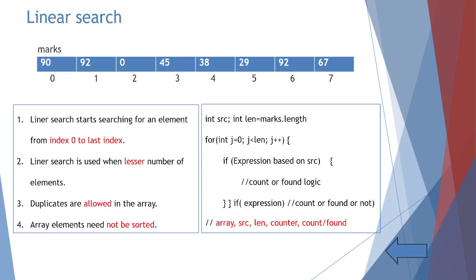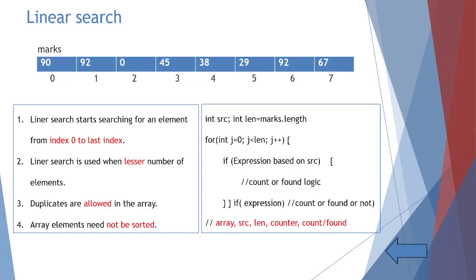Third and fourth, very important: duplicates are allowed in the array in case of linear search, and array elements need not be sorted. But in case of binary search, duplicates are not allowed in the array and array elements need to be sorted.